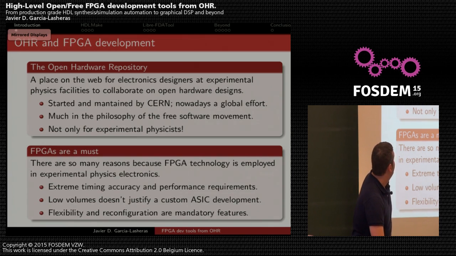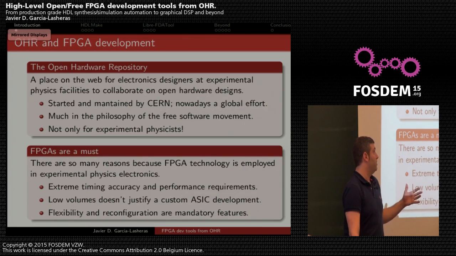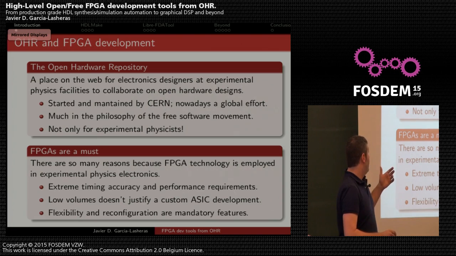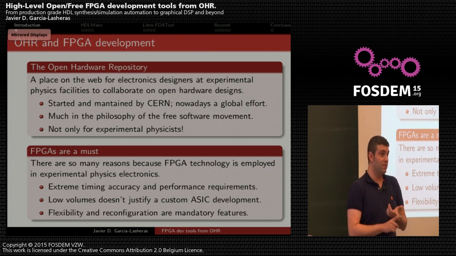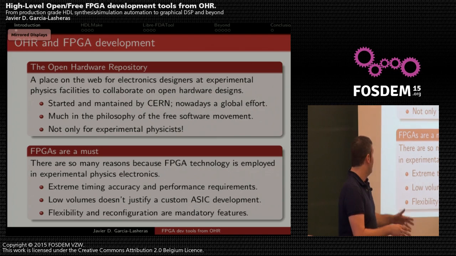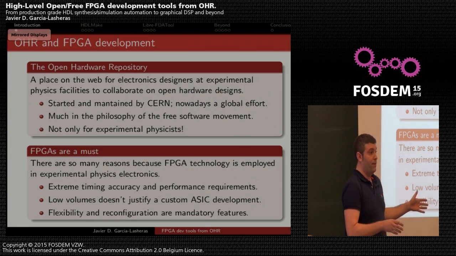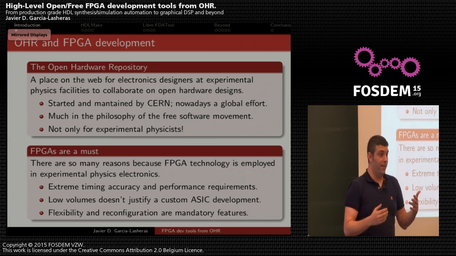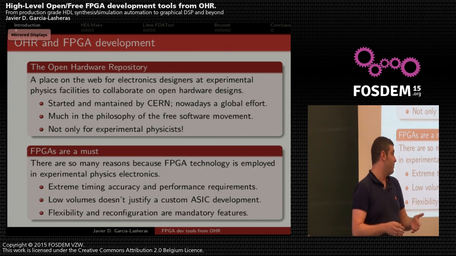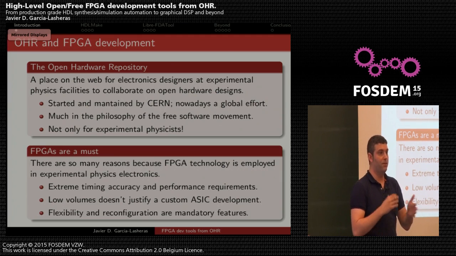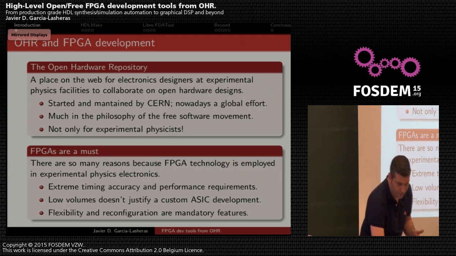In the Open Hardware Repository, FPGAs are a must because there are many reasons why FPGA technology is employed in experimental physics facilities. First, you need extreme timing accuracy and performance requirements. You need to go to the bit level. The lower volumes of the systems being deployed don't justify a custom ASIC development, and you need enough flexibility and reconfiguration capabilities in order to evolve with the experiments themselves.